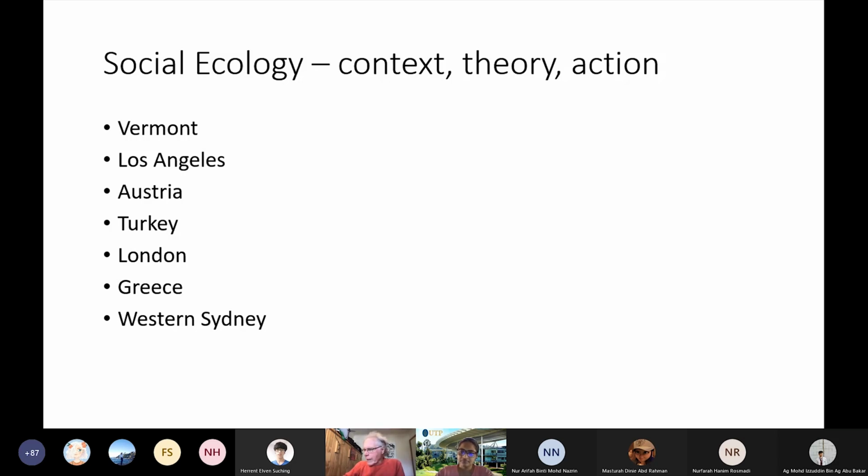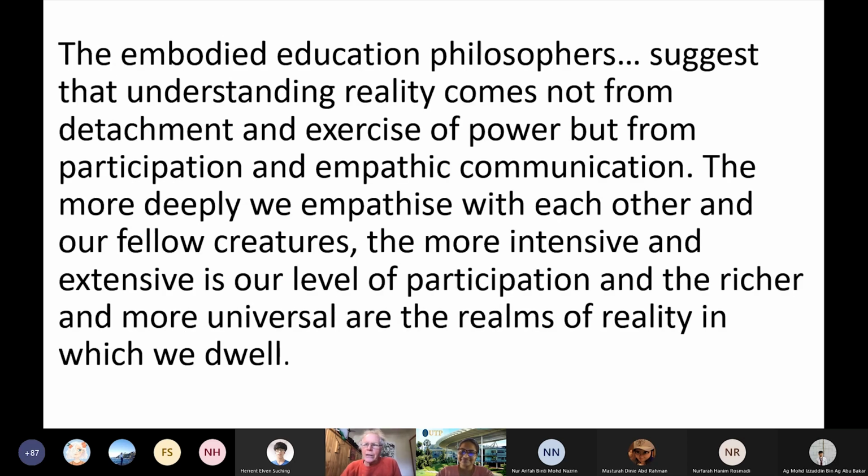There's a lot more to be said about this, but I think it's probably time for me to stop talking. And if there are any questions, we can start with this last quote. The embodied education philosophers suggest that understanding reality comes not from detachment and exercise of power, but from participation and empathic communication. The more deeply we empathise with each other and our fellow creatures, the more intensive and extensive is our level of participation, and the richer and more universal are the realms of reality in which we dwell. It goes on to the next page.